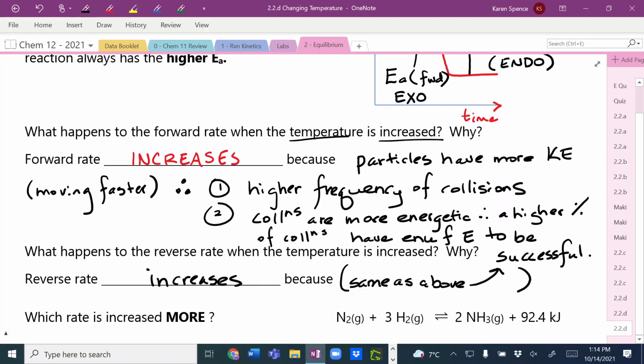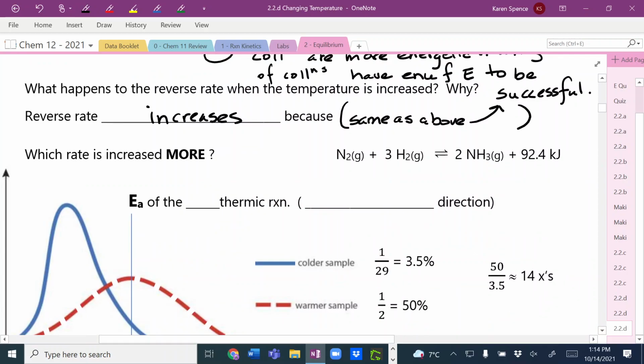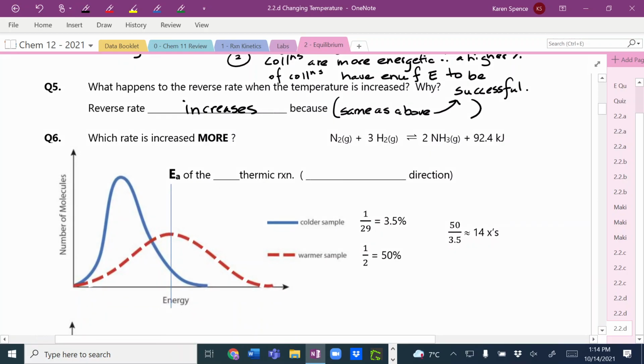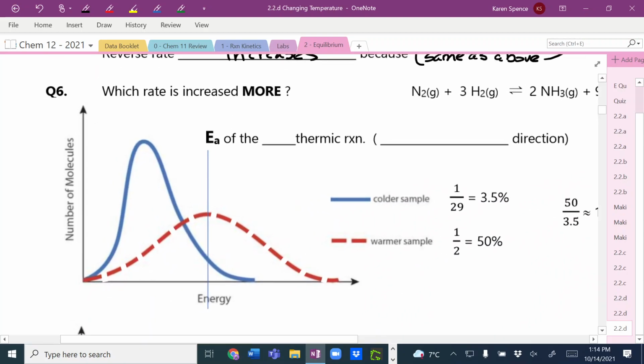Okay, so what we're going to do is look at a little diagram here. First of all, just to refresh ourselves, what kind of energy are we talking about in this? This is kinetic. So this is a kinetic energy diagram. And on the side is the number of molecules. We have the blue line, which represents the colder sample, and the red dashed line, which represents the warmer sample. And we have an activation energy, which is right at that point right there.